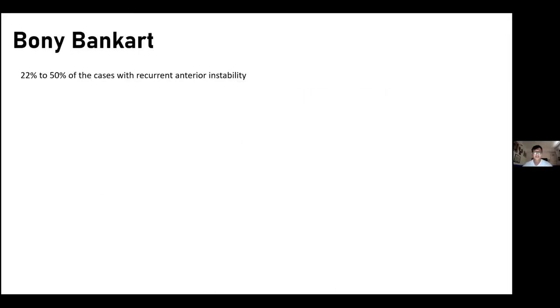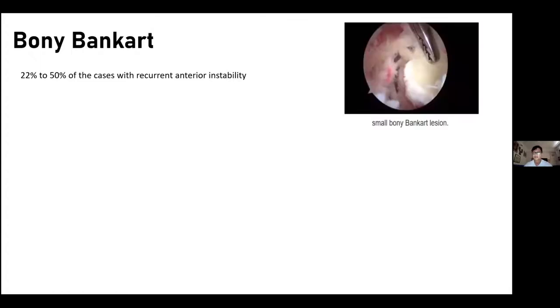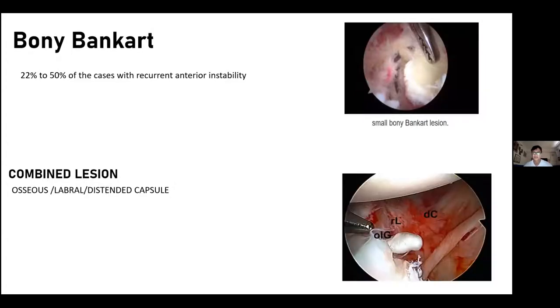Coming to the bony Bankart, in 22 to 50% of recurrent instability there is a bony Bankart, and it may be a small flake avulsion or a significant bone piece, and it should be addressed while doing the repair. We incorporate the bony fragment. In acute dislocation, we can do a primary repair. And there may be combined lesions of the glenoid labrum, a combination of osseous pathology, labral pathology, as well as a distended capsule.